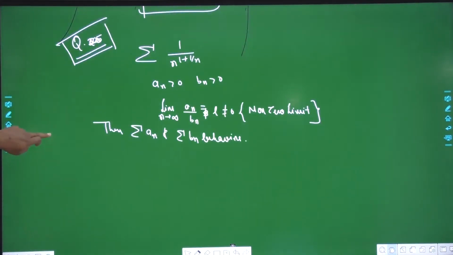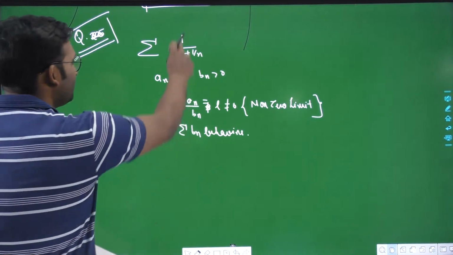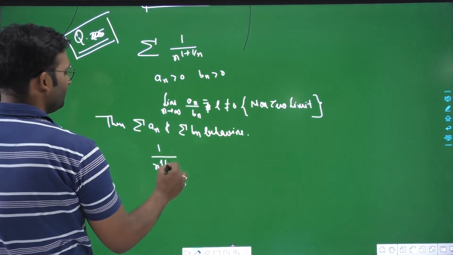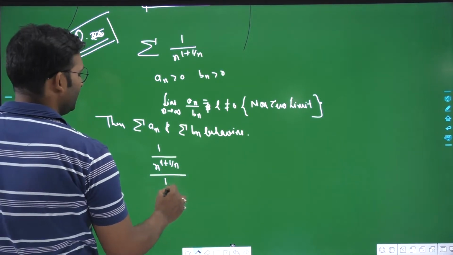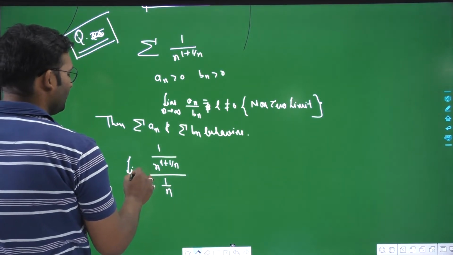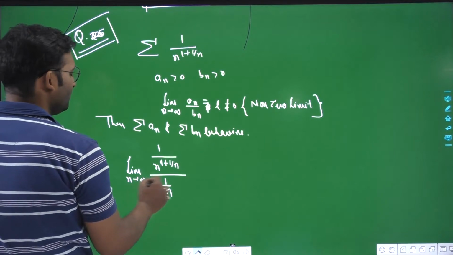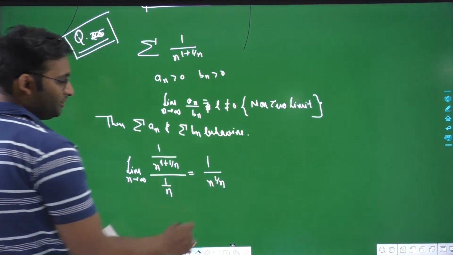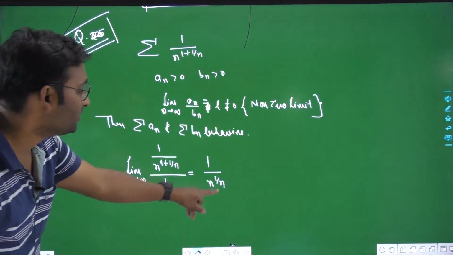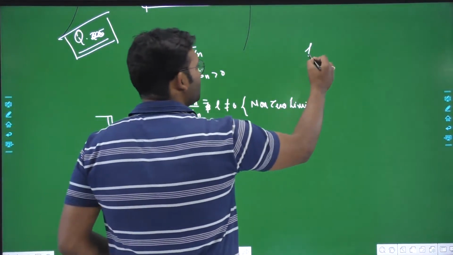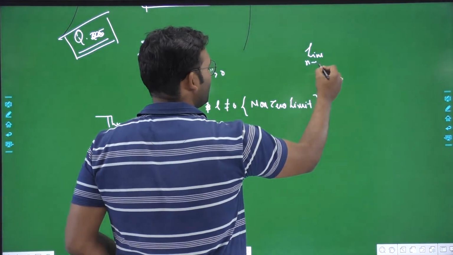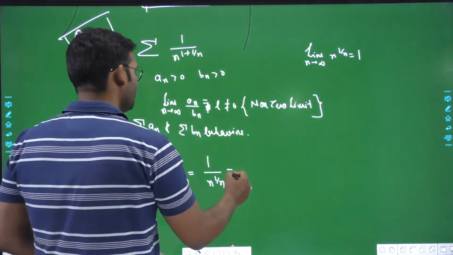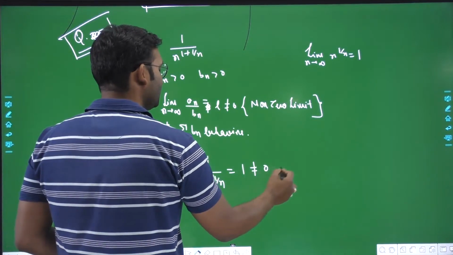So what are you supposed to do? You are just supposed to compare this particular function with 1 by n, and we have to find the limit as n tends to infinity of n raised to the power 1 upon n. This is your homework. Just find this particular limit. You find that the limit as n tends to infinity of n raised to the power 1 upon n comes out to be equal to 1. So this comes out to be equal to 1, and this is certainly non-zero.